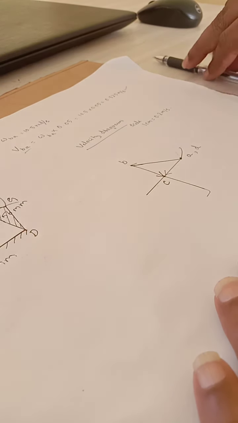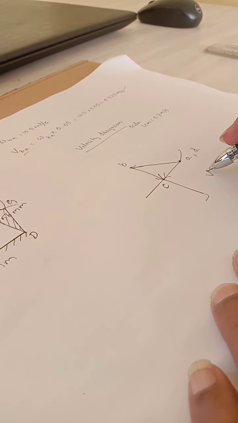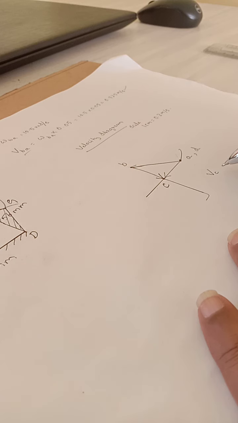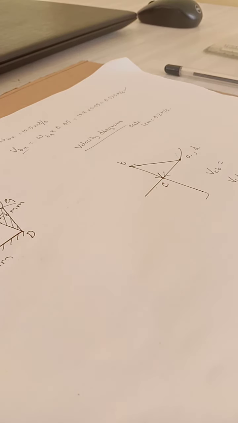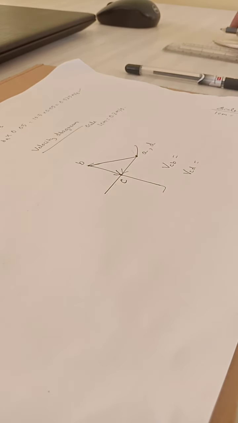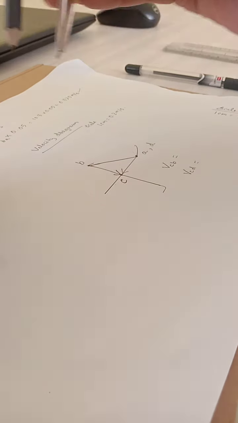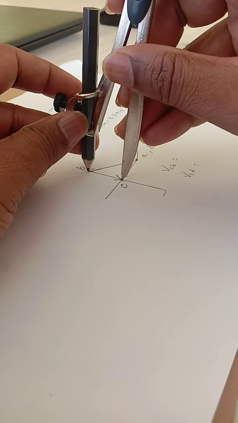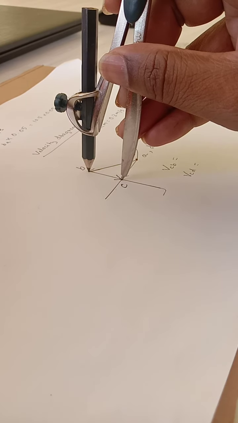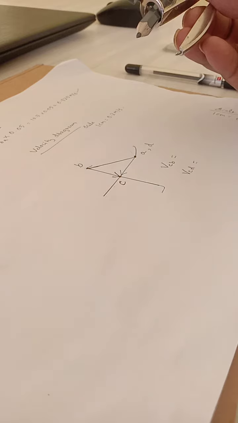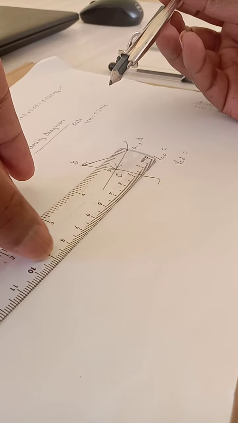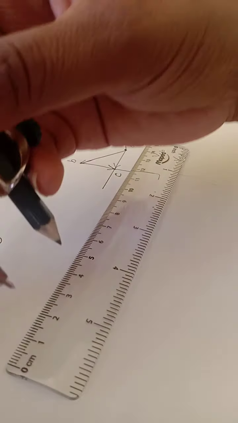Now what I am supposed to do is get the values of VCB, velocity of point C with respect to B, and VCD. How will I get that value? It is very simple. You just take the compass and measure this distance, then go to the scale, and whatever the distance is, you measure.